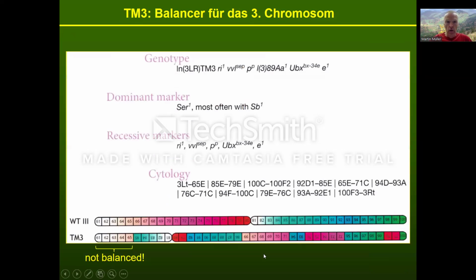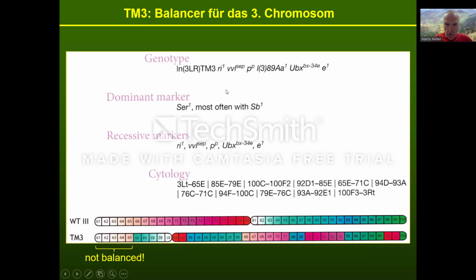Then the third chromosome marker, TM3. Here the dominant marker is serrate. Not clear to me why it's not shown here. And it also has stubble. And again, you can see it contains many inversions. This is the wild type third chromosome going from 61 to 100. And this is the rearranged chromosome. And this is something we have to mention in a minute.